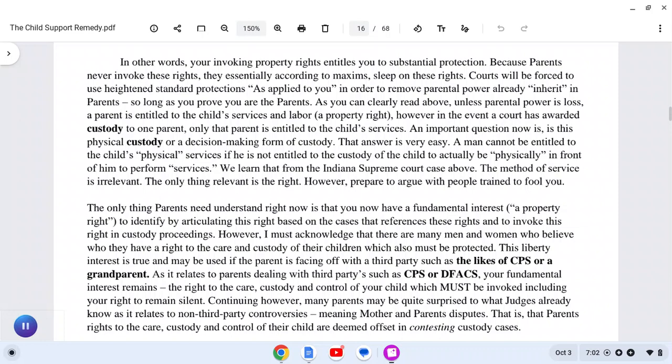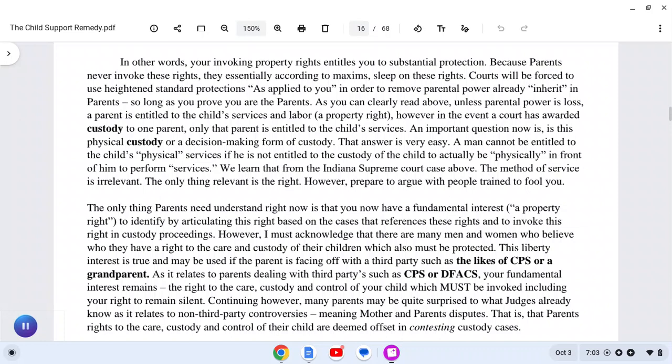As you can clearly read above, unless parental power is lost, a parent is entitled to the child's services and labor, a property right. However, in the event a court has awarded custody to one parent, only that parent is entitled to the child's services. An important question now is: is this physical custody or a decision-making form of custody? The answer is very easy. A man cannot be entitled to the child's physical services if he's not entitled to the custody of the child to actually be physically in front of him to perform services.